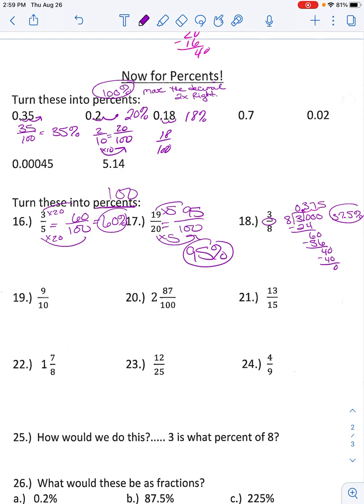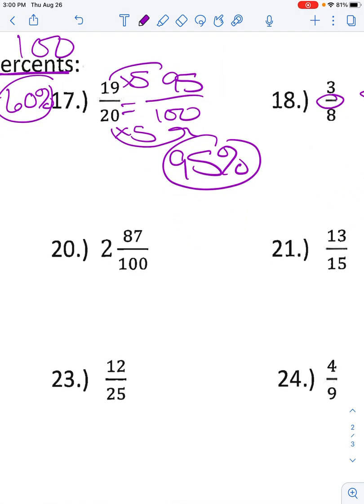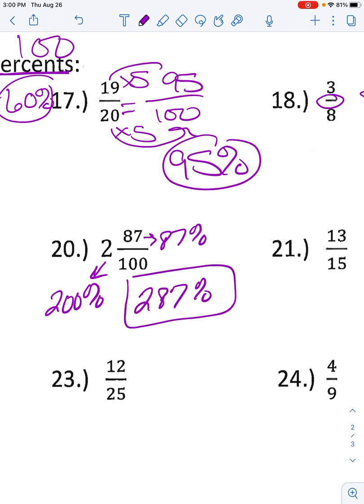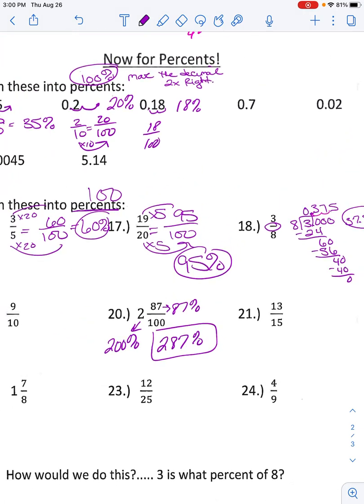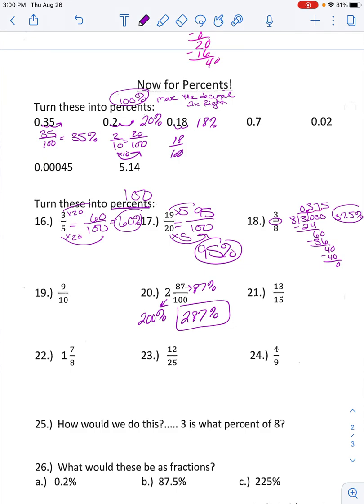Okay. Let's look at number 20. If I had 2 and 87/100ths, think of one whole is 100%, so 2 wholes would be 200%. 87 out of 100 is 87%. Put them together, you get 287%. Same thing with number 21. You would do 13 divided by 15 to get your decimal, and then move it twice to the right to make it a percent.